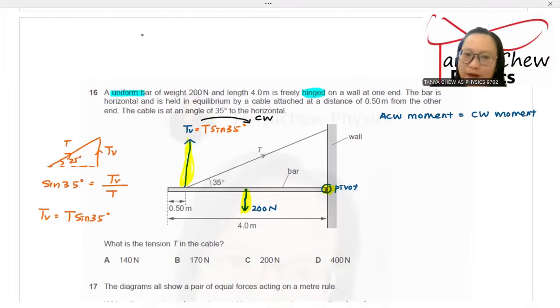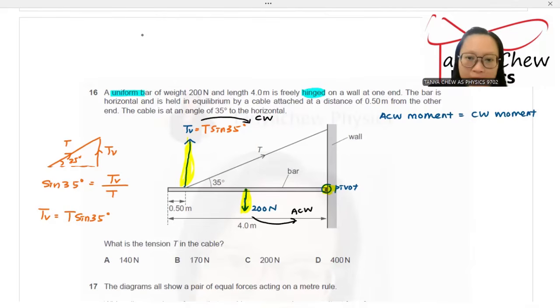And what about the weight of the bar? The weight of the bar is acting downwards. And where is the pivot? It is still on the right-hand side, right? So going down while seeking the pivot, it will turn towards the pivot. This is the anti-clockwise direction. So once we have determined our clockwise and anti-clockwise directions, all you need to do is substitute into the equation of the principle of moments.